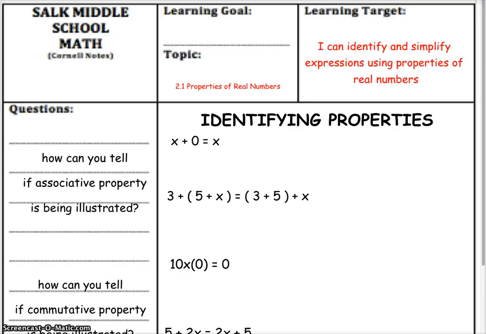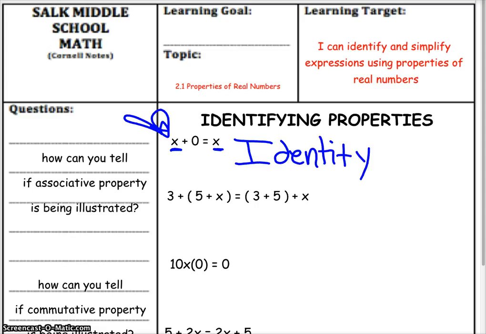Let's identify some properties. X plus 0 equals x. Which property is that? Rachel. Zero property, but I have x and an x. Right? Faith? It stayed the same. This is huge. About 80% of kids are going to say the zero property because they see a 0. Remember, zero property turns something to 0. You're always comparing what changed. They stayed the same, so it's identity.